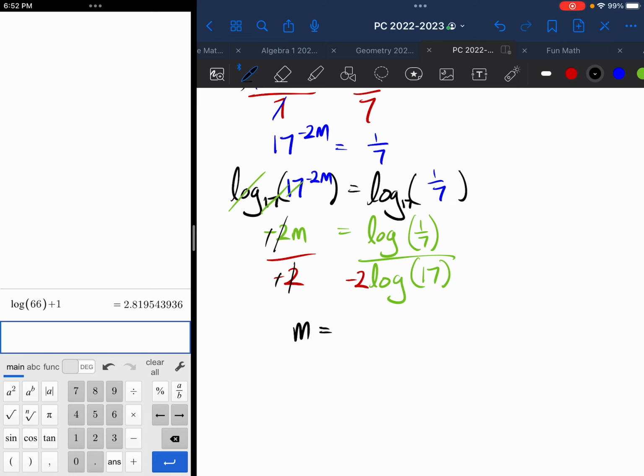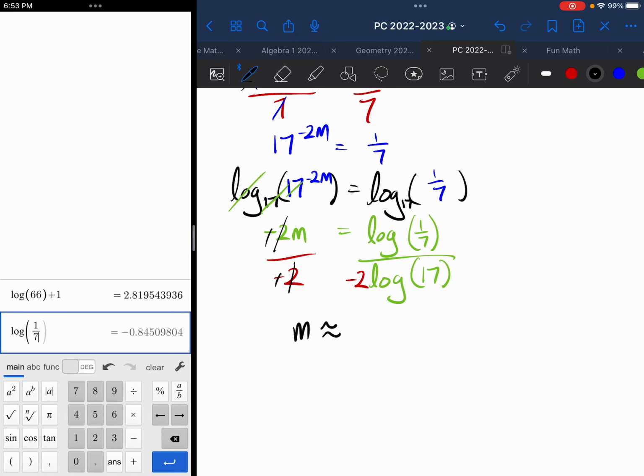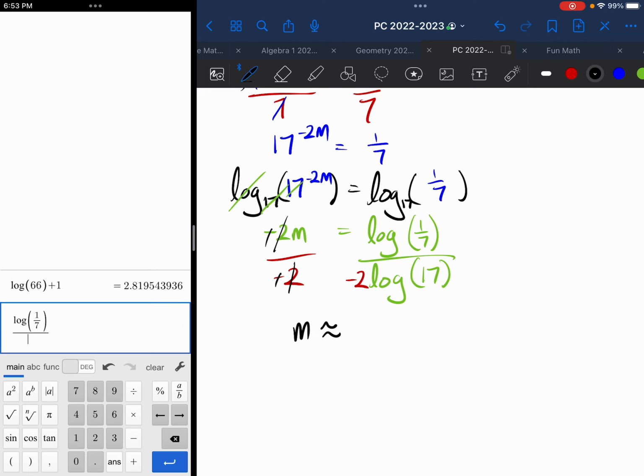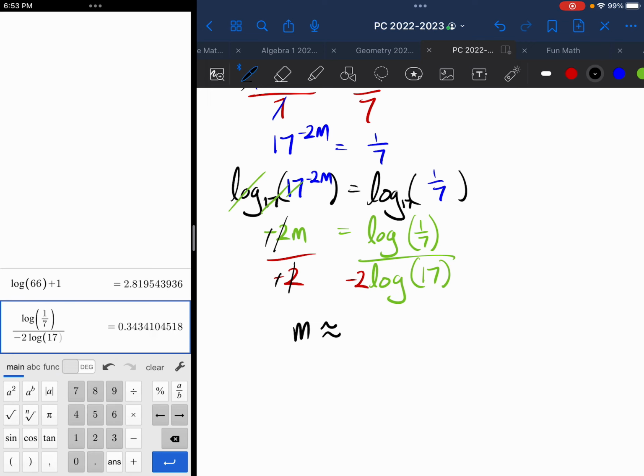I'm going to go ahead and just say this is approximately equal to, typing this into the calculator, we have a log of 1/7, and that's all going to be divided by a negative 2, and I have another logarithm of 17. And I get about 0.343. This next number needs to be rounded.